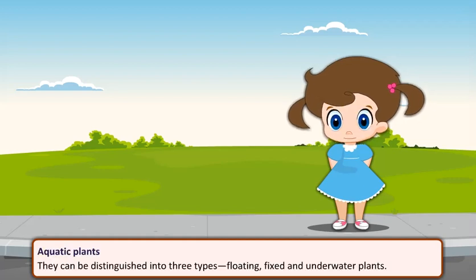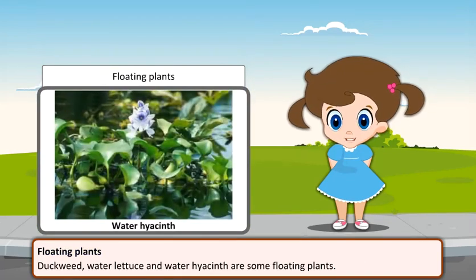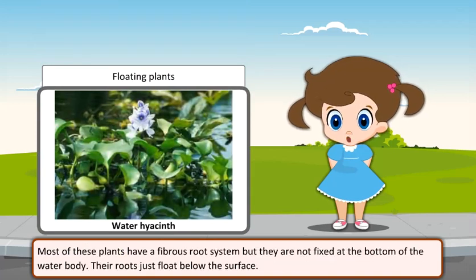Aquatic plants. They can be distinguished into three types: floating, fixed, and underwater plants. Floating plants. Duckweed, water lettuce, and water hyacinth are some floating plants. Most of these plants have a fibrous root system, but they are not fixed at the bottom of the water body. Their roots just float below the surface.